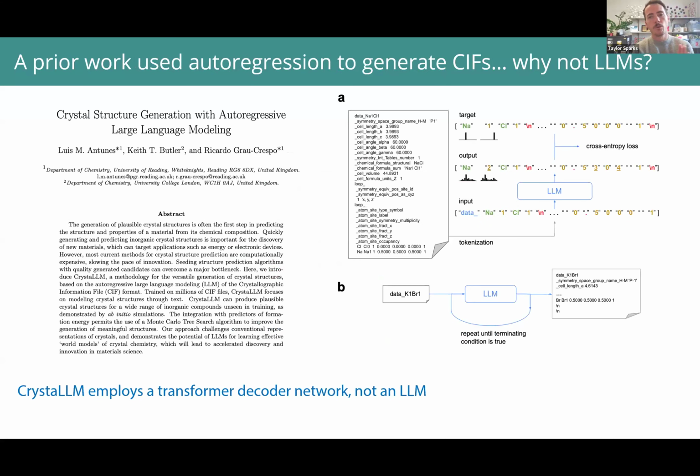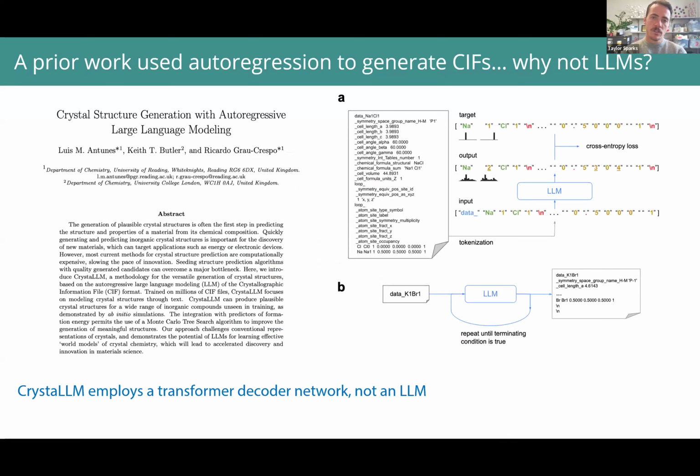Now, there's a little bit of prior work that suggests that this is possible. For one, there's this Crystal LLM by our friends Louise, Keith, and Ricardo over in the UK. Really cool idea. It's not a large language model, so I don't know why they called it Crystal LLM, because really they just use autoregression. In other words, they just use a transformer decoder network to do this.